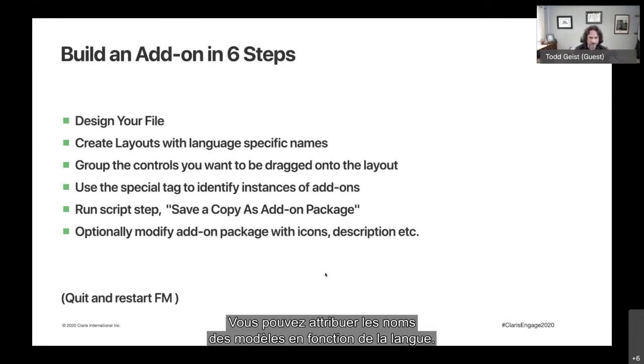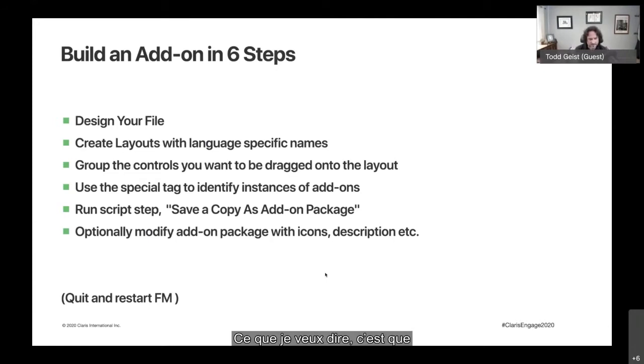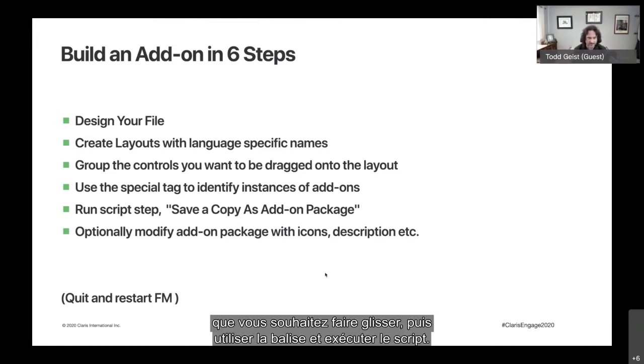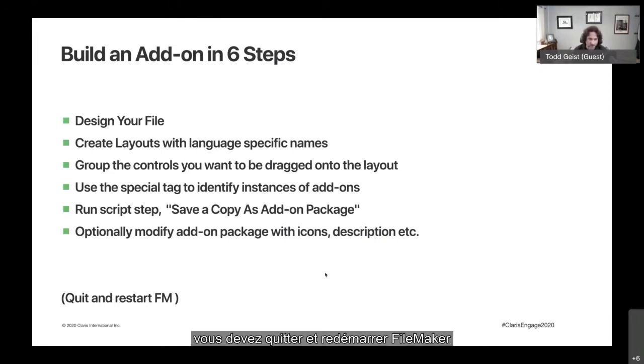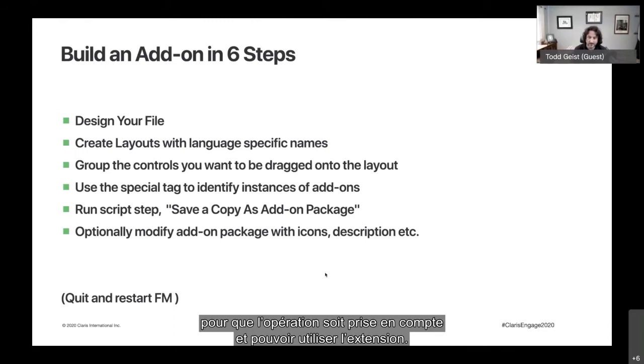You create the layouts with language specific names, and we'll look at what that means. But that is basically around targeting different languages, so that when you install an add-on with, say, Spanish language as opposed to English, you'll get different layouts that will have the code that gets installed. Group the controls you want to be dragged on, use the tag, and then we're gonna run this script, and that's really it. The important thing to know is after you do this save copy as add-on package, you do need to quit and restart FileMaker for that to take effect and to be able to use that add-on next.